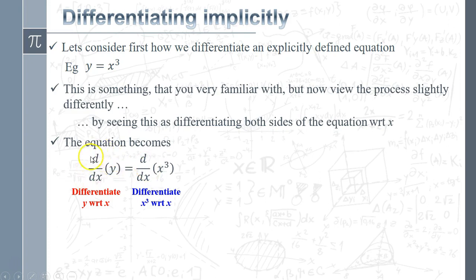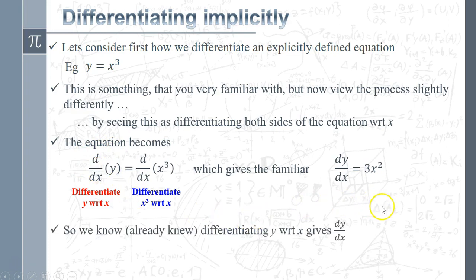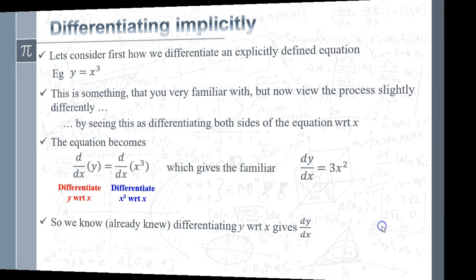And we know that when I differentiate y with respect to x, I just get dy dx. And on the right hand side, differentiating x cubed with respect to x, I get 3x squared, and that's what you end up with. You're extremely familiar and comfortable with that. It's just that way of thinking about what's going on on the left hand side, and that's the important bit, as we'll see in the next section. So something we already knew: if you differentiate y with respect to x, it gives dy dx.